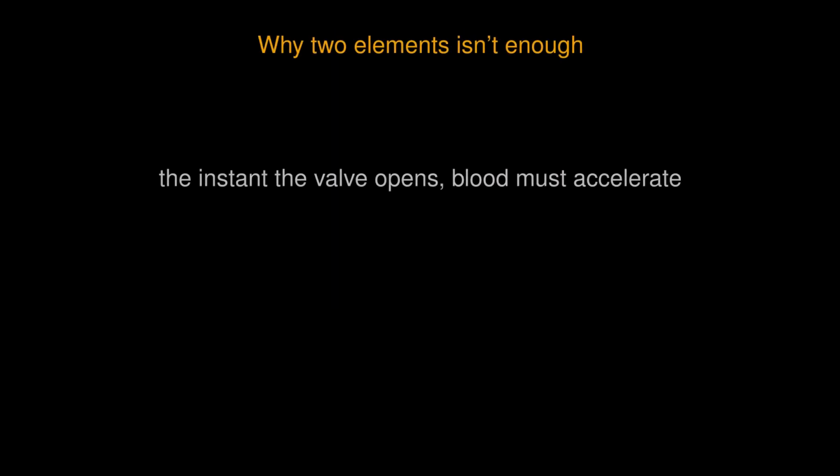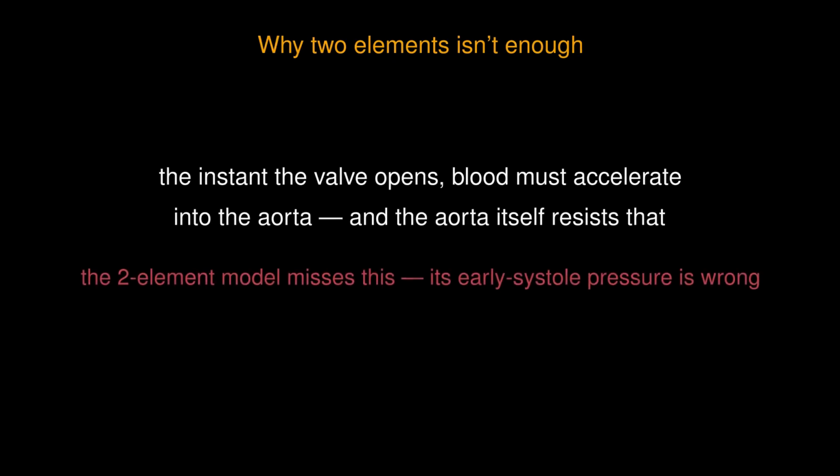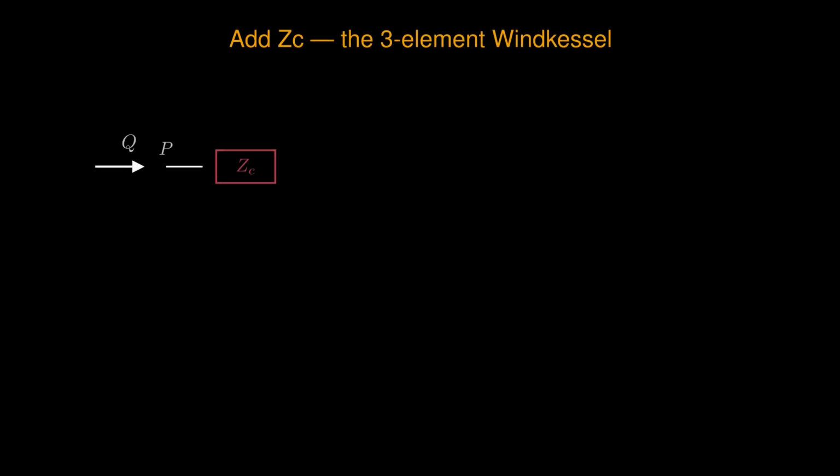The 2-element model is good, but it has a blind spot. The moment the aortic valve opens, blood has to surge into the aorta, and the aorta itself pushes back on that sudden flow. The 2-element model has nothing for that, so it gets the pressure wrong at the very start of each beat. The fix is 1 more element.